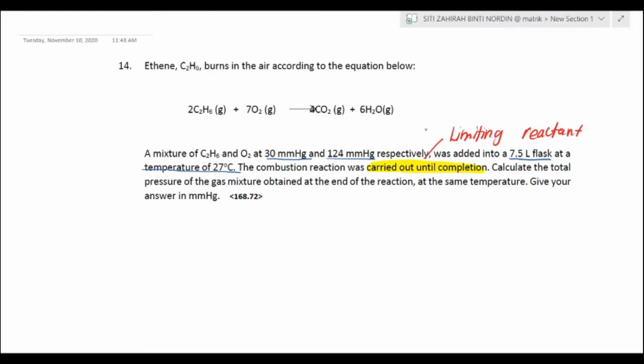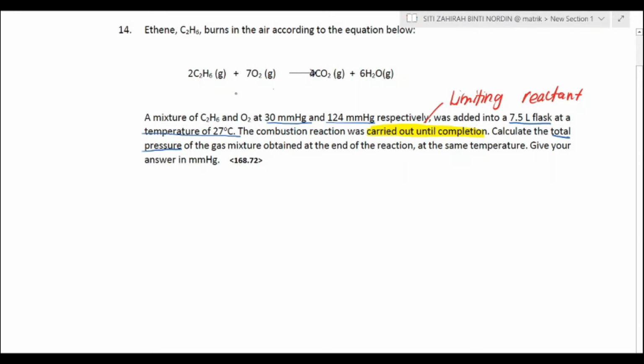So what the question asks is to calculate the total pressure of the gas mixture obtained at the end of the reaction at the same temperature. Okay, so just calculate the total pressure. Give your answer in millimeter mercury. So the question specifically asks for the pressure to be in millimeter mercury. Okay, first thing first, we need to find our limiting reagent. Okay, so write down your storyline first.